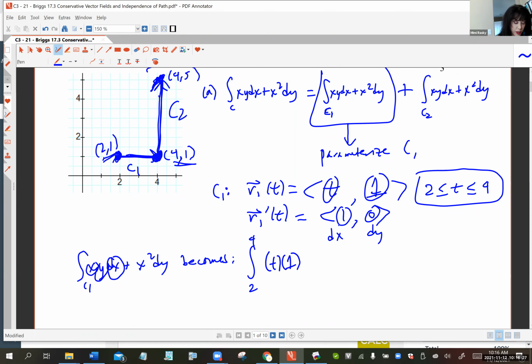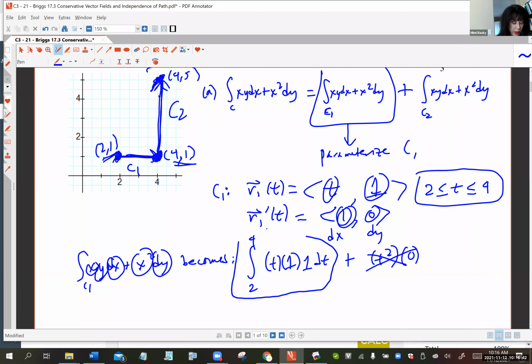And then dx, as we stated, was 1. Technically, it's 1 dt plus x squared, which is t squared dy. But remember, the dy was 0. Oh, that's nice. So that guy goes away. Fine. So what do we really have to worry about? We just have to worry about integrating t dt. That's easy. It's t squared over 2.